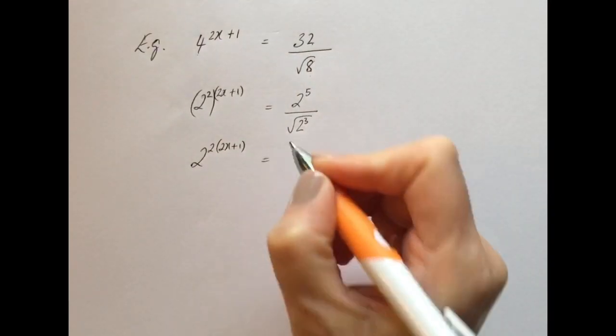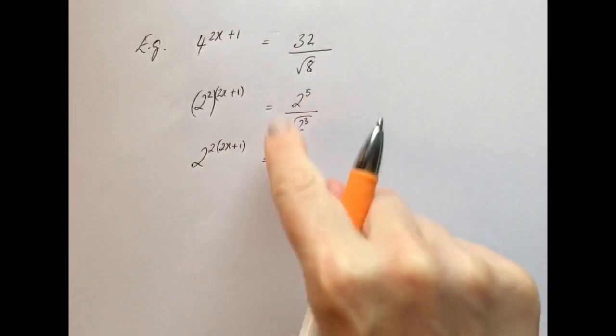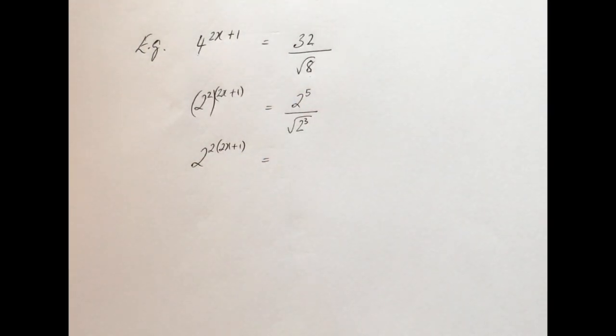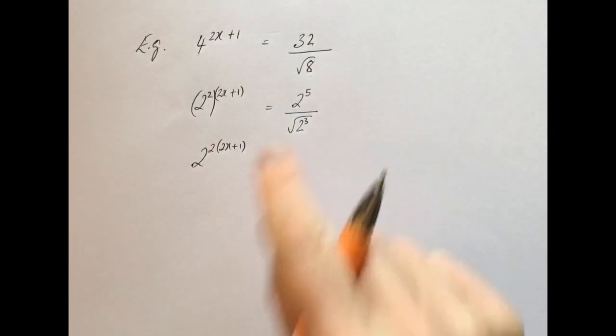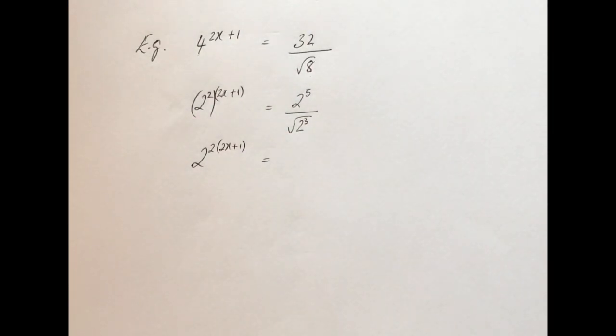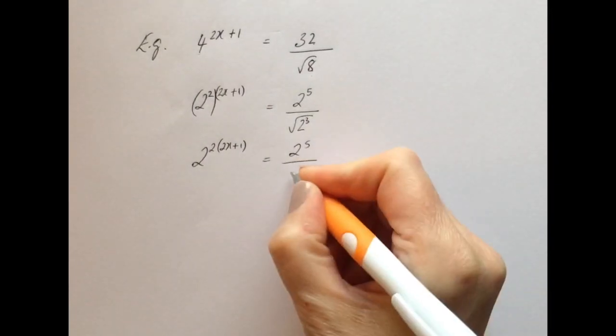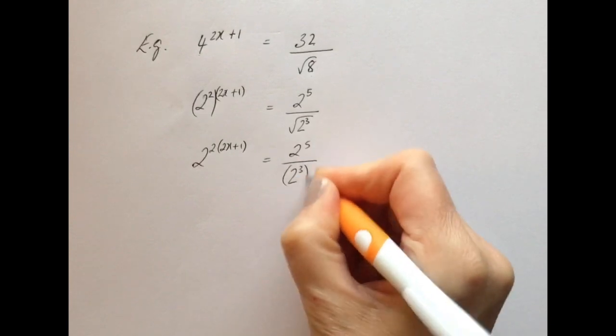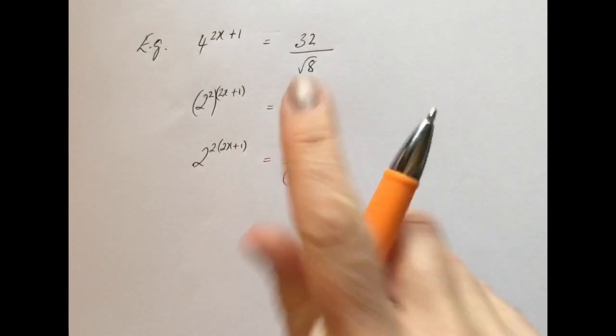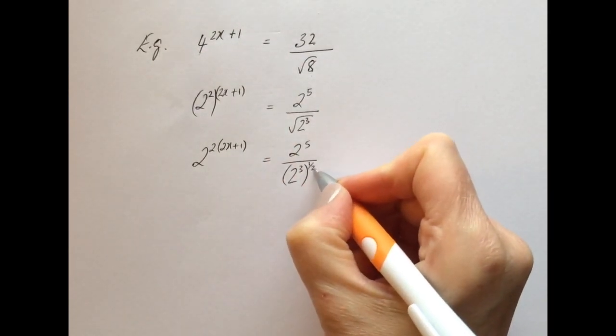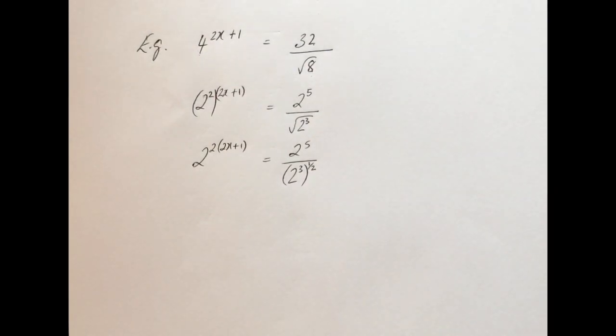And on the right-hand side, there's still quite a lot to tidy up here, but the first thing I'm going to want to deal with is the square root. And of course, square root is always a power of a half. So I'm going to write 2 to the power of 5 over 2 cubed. The only thing I'm going to do in this step is write the square root as a power of a half. Okay?